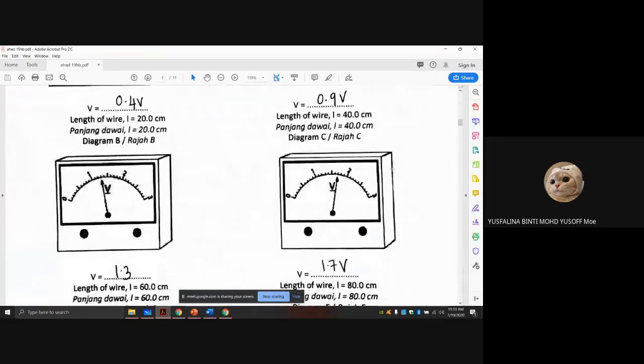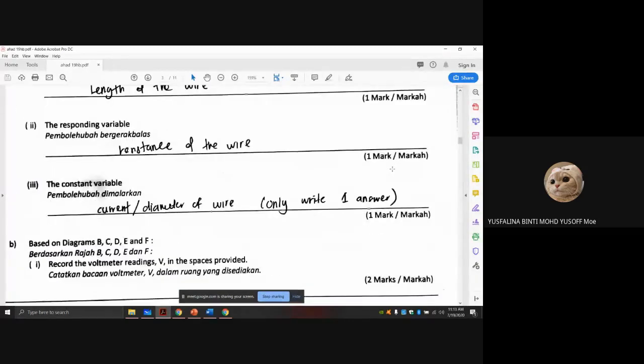So the next one is the constant variable. For the constant variable you can put current, or diameter of wire. Remember to write only one answer, because when I mark your paper, some of you put two answers. You cannot do that. You must put only one answer, which one you think is correct. If you write two answers, it means you ask me to choose which one is correct, so cannot, only one answer.